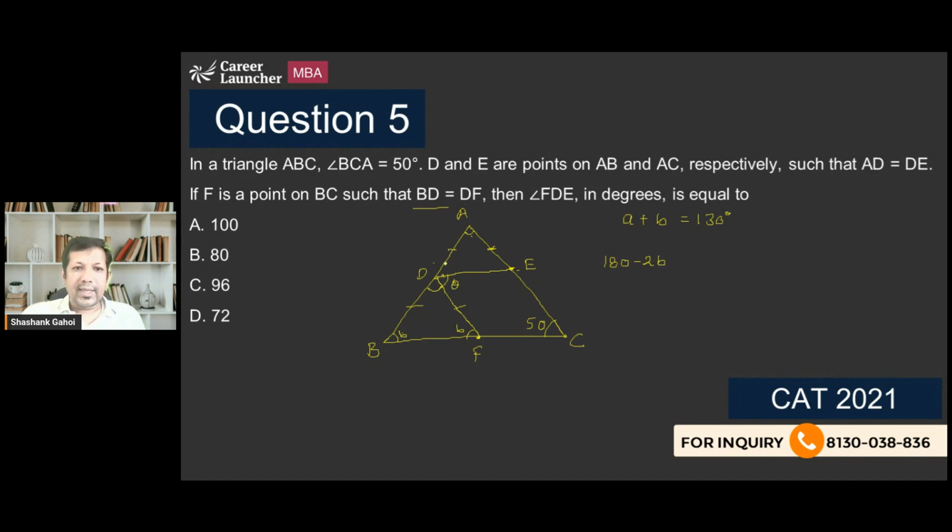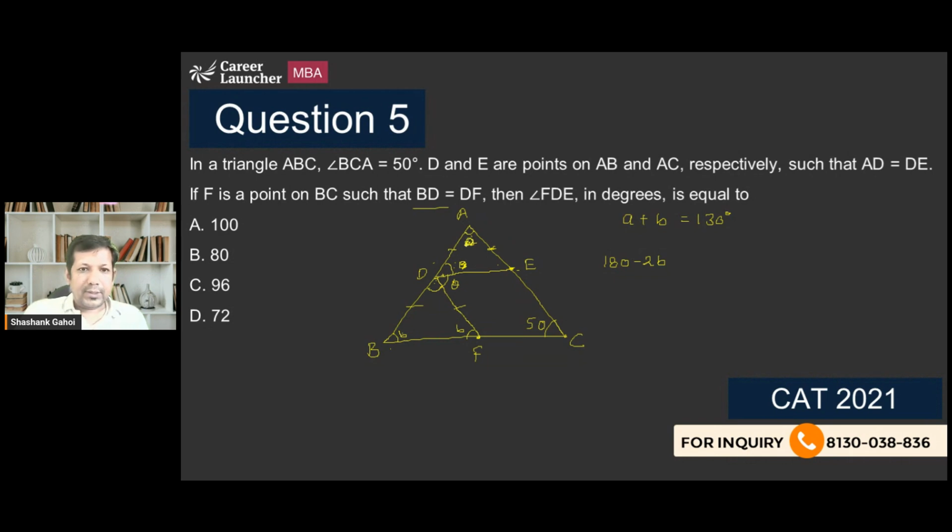This angle is A. Sorry, this is theta. I think I made a mistake over here. So this angle must be equal to this angle. AD is equal to DE, and BD is equal to DF. Okay, and AD is equal to DE.